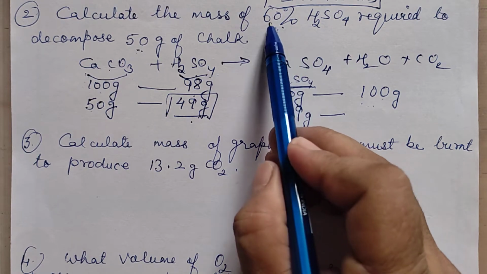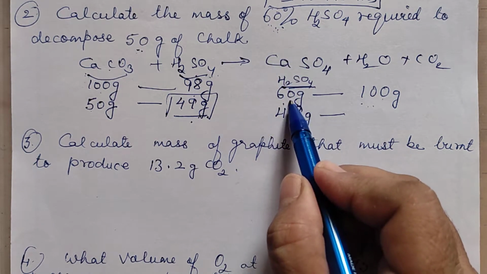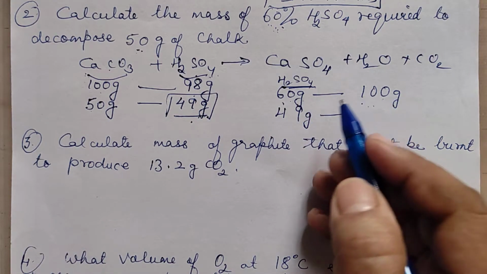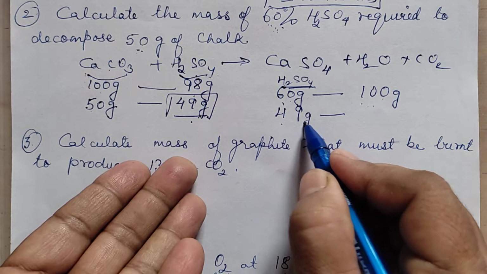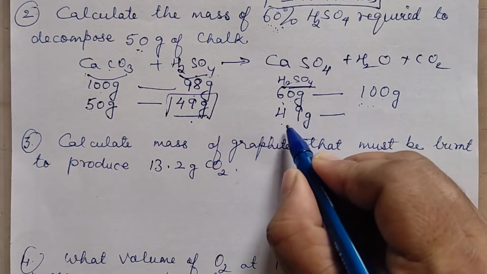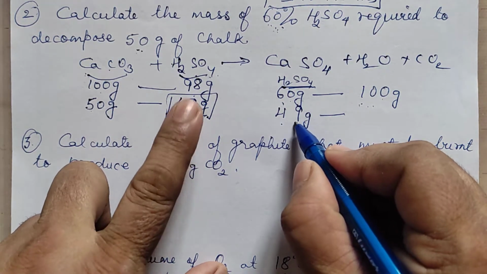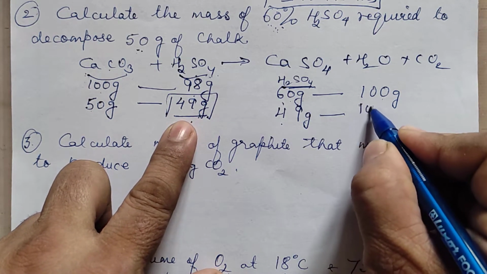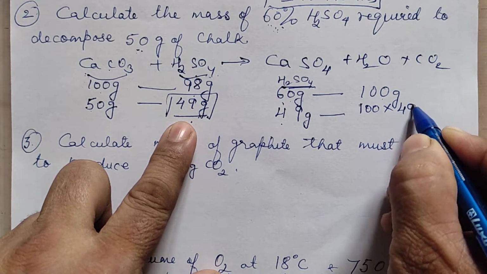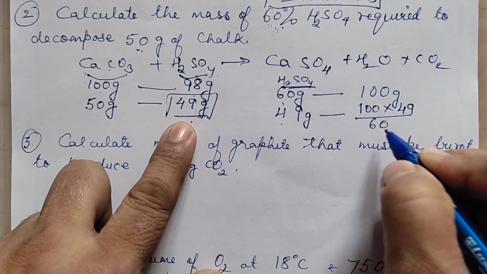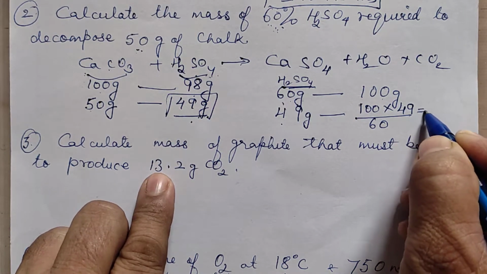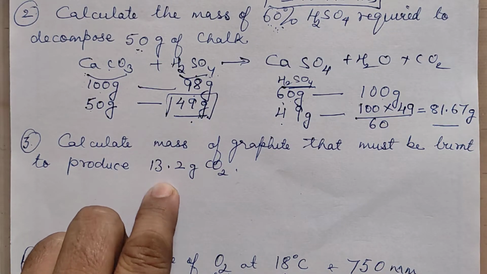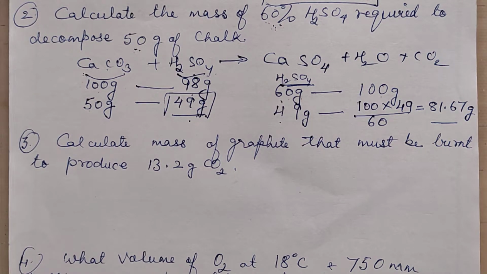Got it? So whatever percentage is given, you will write here. So 60%, 60 gram, then we have to take 100. So if it is 49 gram required, how much will be required? If 100% pure, then we require 49 gram. But it is not. So what you will do? 100 multiplied by 49 divided by 60. So you will solve this. You will get the answer as 81.67 gram. Got it? I hope you have followed this concept.